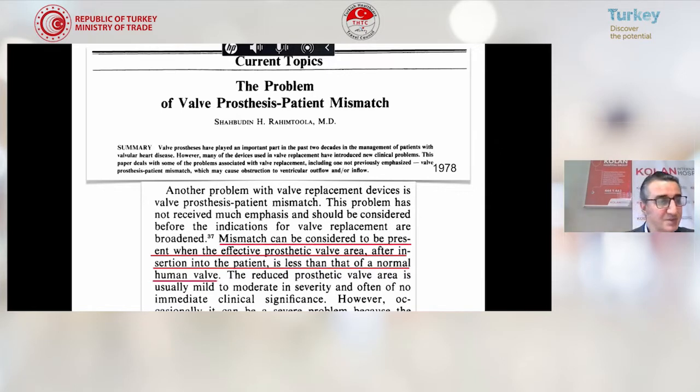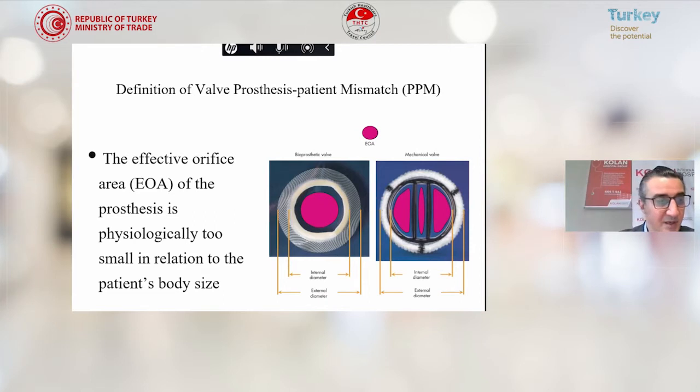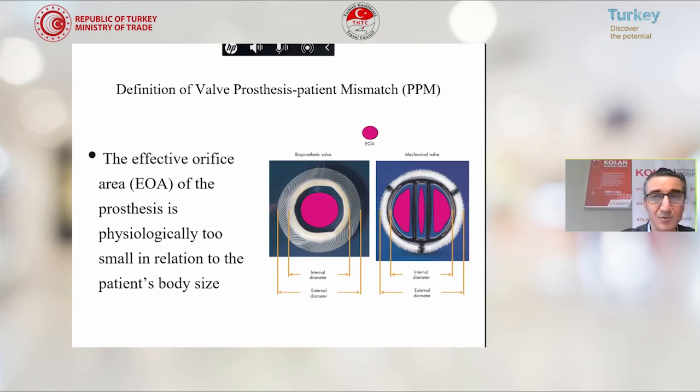Patient-prosthesis mismatch was first described in 1971 by Rahimtoola. Mismatch is considered to be present when the effective prosthetic valve area is less than that of a normal human valve. After 40 years, nothing has changed, and nowadays the term PPM is applied to situations where the effective orifice area of the prosthesis is physiologically too small in relation to the patient's body size. The result is an abnormally high postoperative transvalvular gradient.